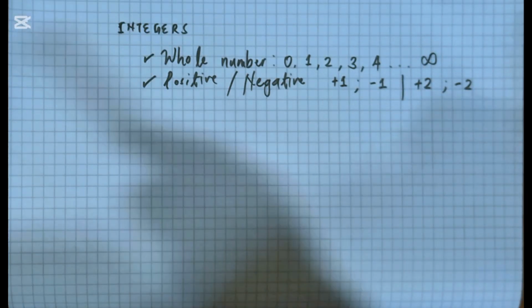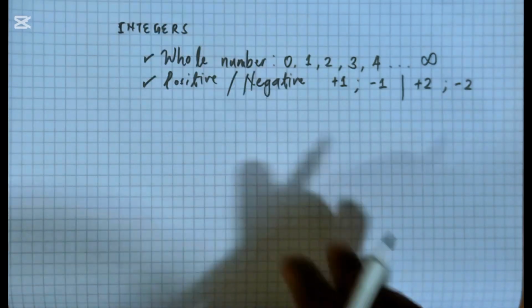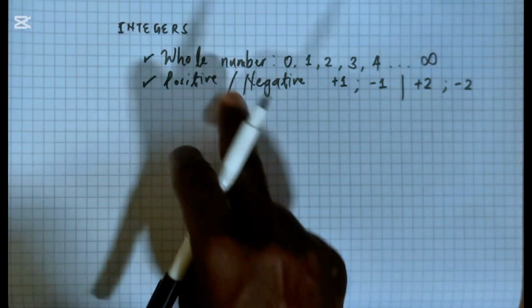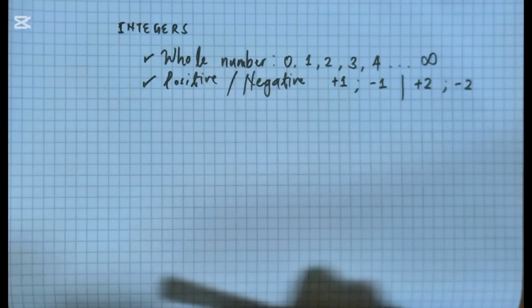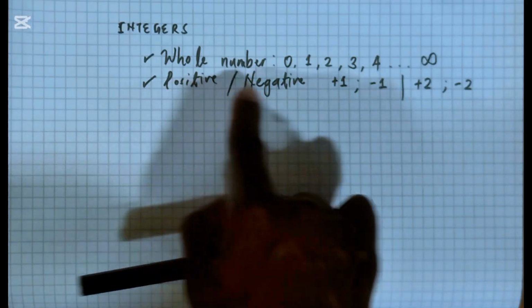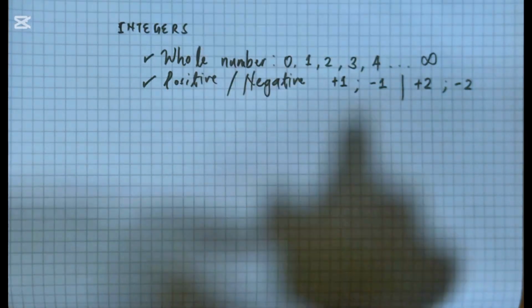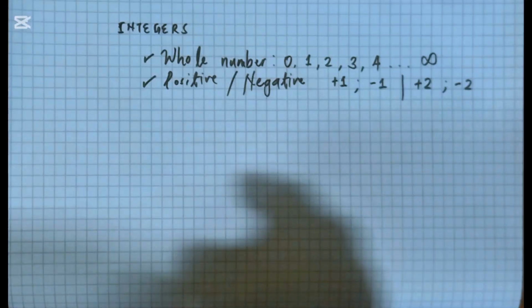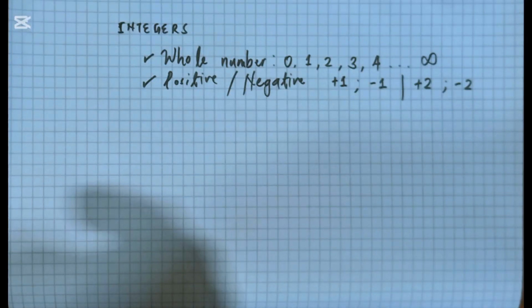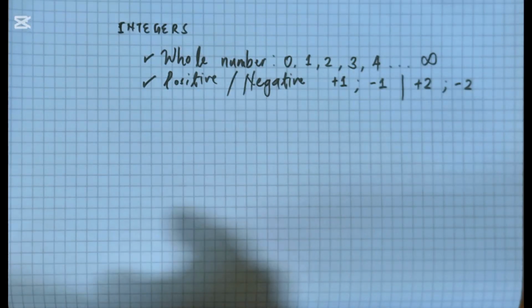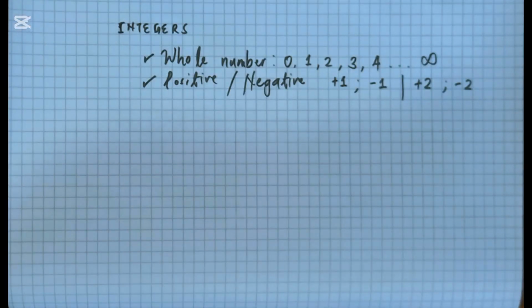So basically, by definition, integers are whole numbers that are either positive or negative, and not having any fractions or decimal fractions.